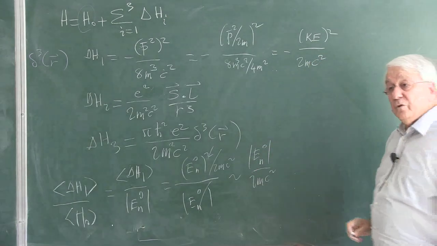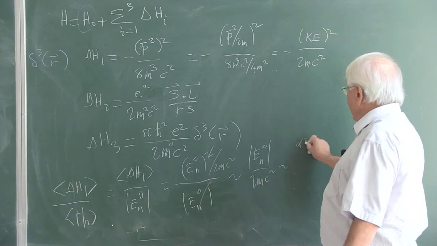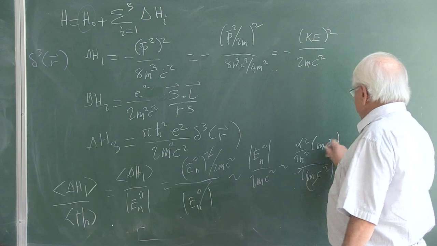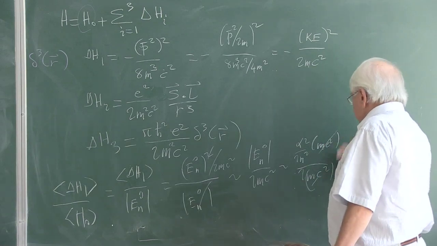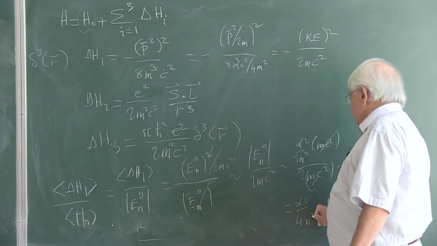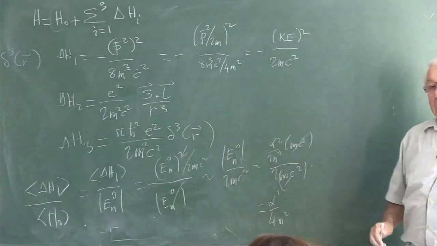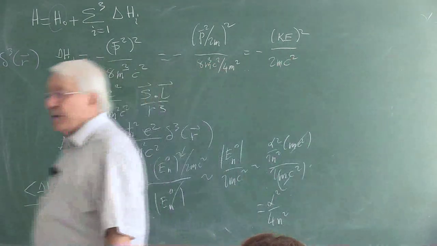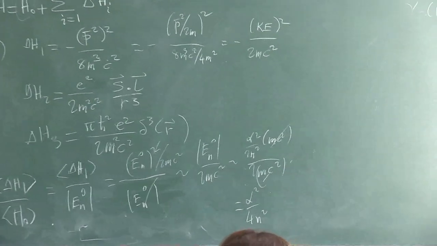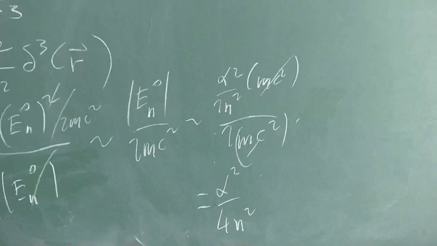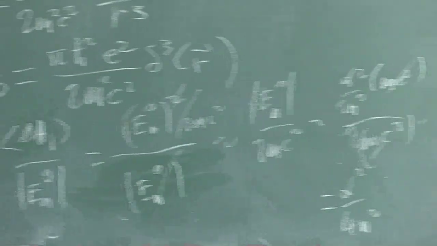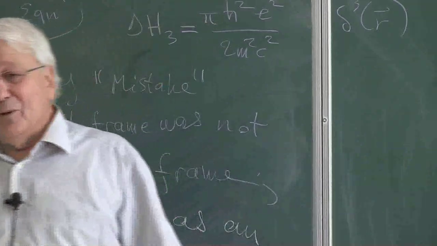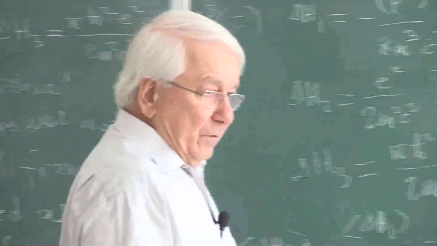How nice. Now I can put the values in: alpha squared over 2n squared times mc squared divided by 2mc squared. The mc squared cancels, and I have alpha squared over 4n squared. The most quantum is n equals 1, so it's alpha squared over 4. That's the point, right? Up to factors of 2s or 1/2. So the ratio of this kinetic energy correction to the principal term is of the order of alpha squared, even smaller, alpha squared divided by 4. Is it small? That's indeed small, because alpha is 1 over 137. So that was rather quick and easy.